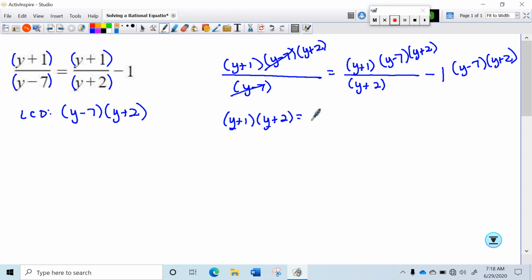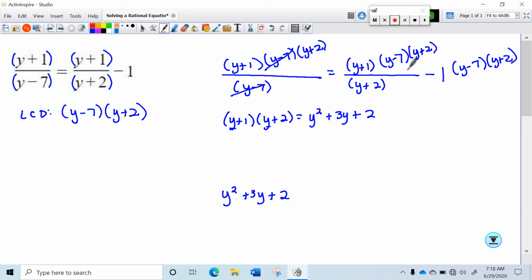So square the first term, take the constants and add them. 1 plus 2 is 3. You got your y because it's in the middle. And then multiply. 1 times 2 is 2. Okay, so that's the first term. Come down here, y squared plus 3y plus 2.